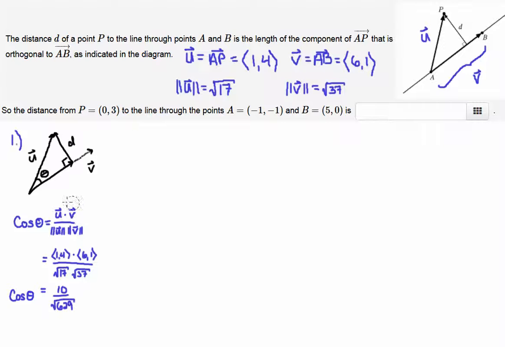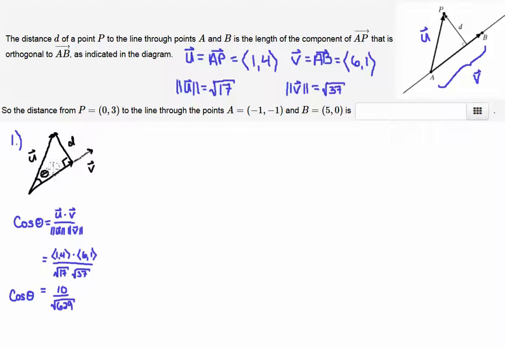So the cosine of theta is of course given by this formula. I'll plug in U and V. So U dotted with V is 1 times 6 plus 4 times 1. Add those together, you get 10. The length of U and the length of V are respectively square root of 17, square root of 37. Multiply that out and I get the square root of 629. I could simplify that, I'm just going to leave that for now. So I have the cosine of theta is 10 over the square root of 629.